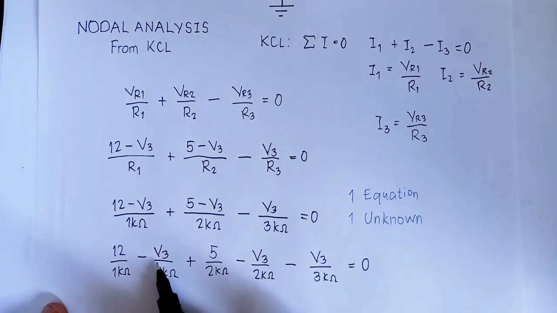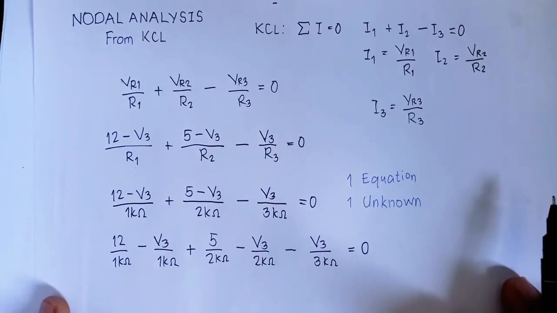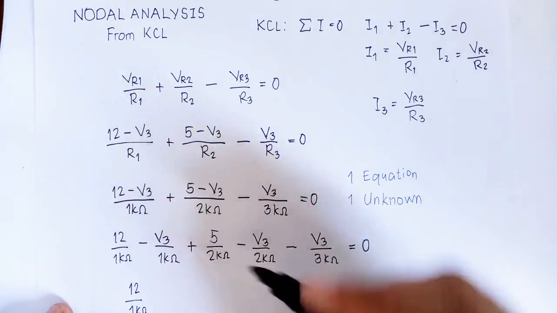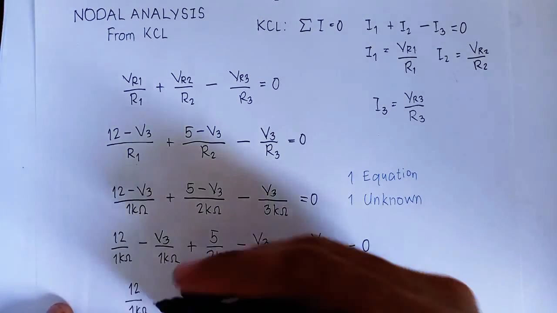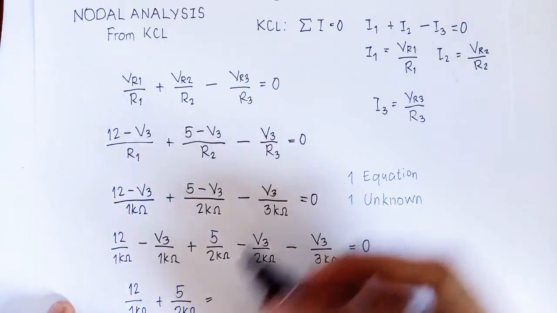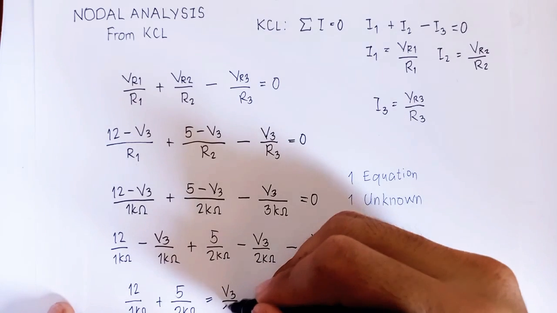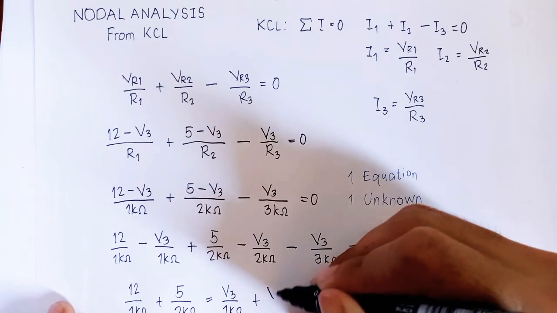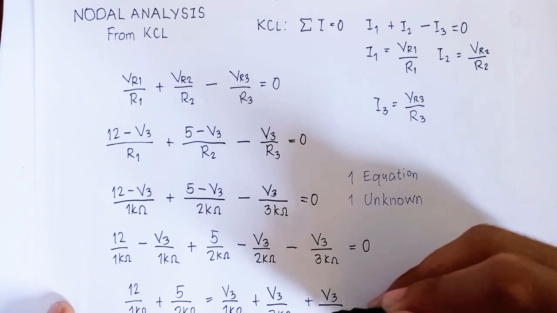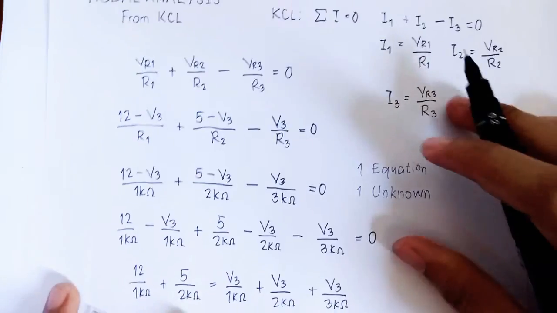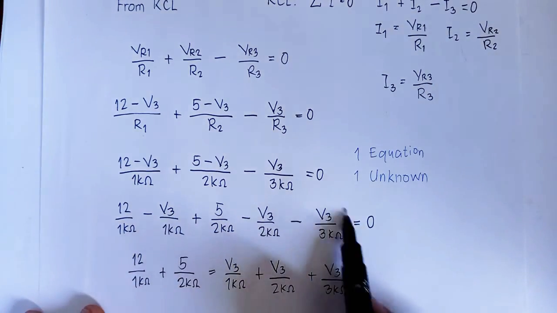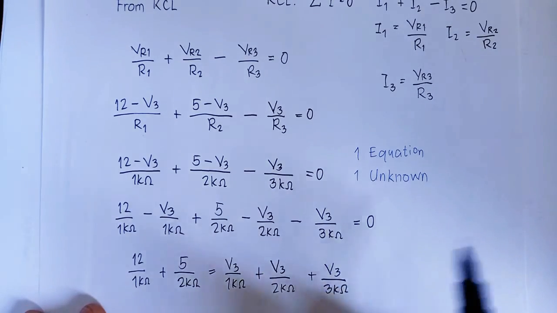Okay, itatranspose natin lahat ng V sub 3 sa kabila para maging positive. So, 12 over 1 kilo ohms. Matitira dito is yung 12 over 1K plus yung 5 over 2K equals V sub 3 over 1K plus V sub 3 over 2K plus V sub 3 over 3K. Ayan. So, transpose natin yung tatlong V sub 3 dito sa kabila para maging positive.